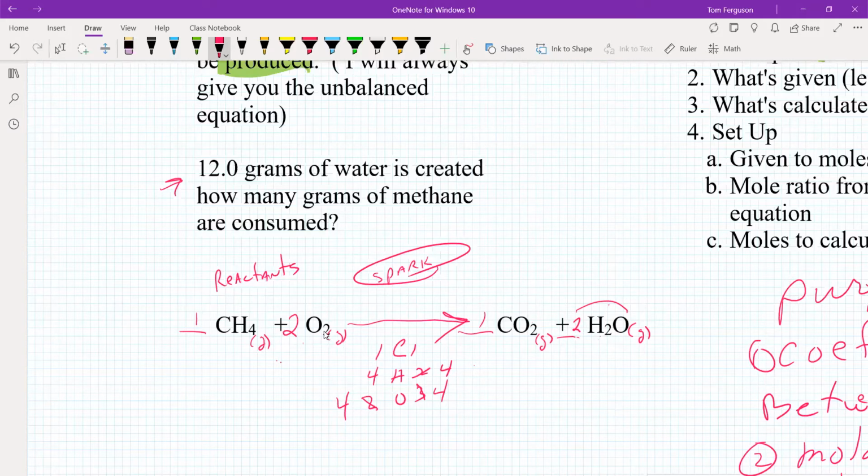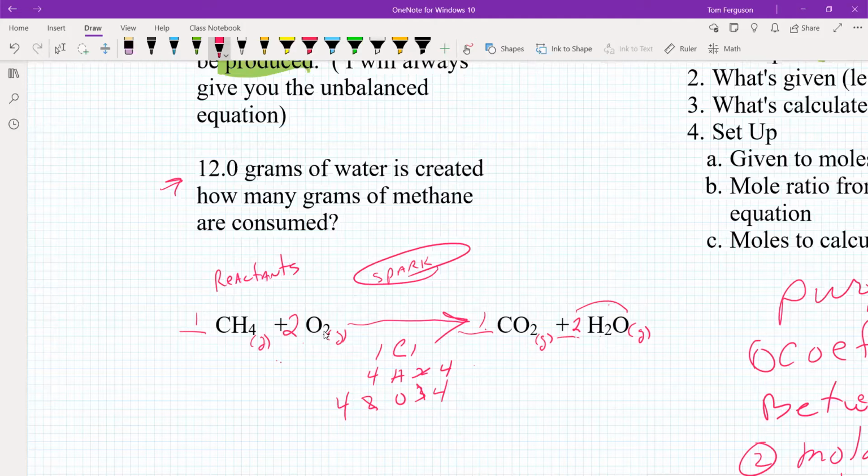If we have 1 mole of methane, it will require 2 moles of oxygen gas. That will give us 1 mole of carbon dioxide and 2 moles of water. If we have 1.111 moles of methane, that'll give us 1.111 moles of carbon dioxide, because it's a 1-to-1 ratio.